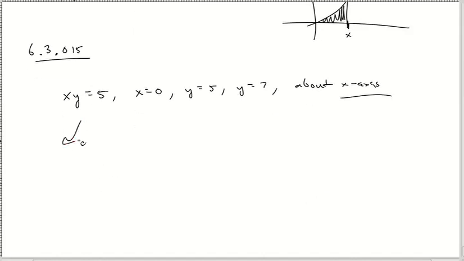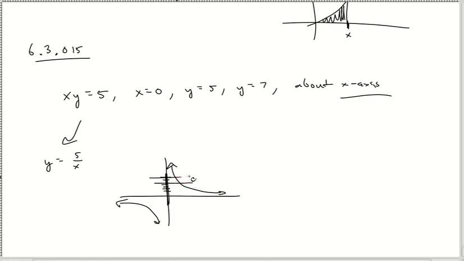So I need to graph this thing, and the best way I know is y equals 5 over x. And so I can graph that. It's kind of like this. Of course, there's a negative component, but I don't think they're going to be worrying about that here. x equals 0, so right here. y equals 5, so 1, 2, 3, 4, 5, and then y equals 7. And they want to go about the x-axis. So this little chunk right here, and they want to revolve it. To me, it looks like it'll have this kind of lip on the outside, and that's basically what it would look like.